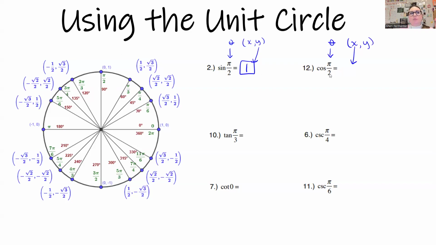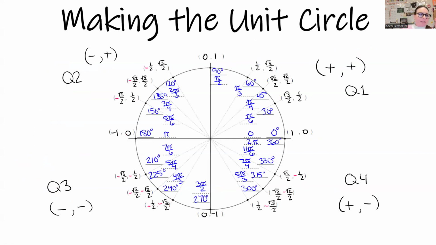What about the cosine of pi/2? 0. Well, we didn't do anything with tangent. I'm going to back up. So let's go back, and let me write these down. So we have x, y is the same thing as cosine of an angle and sine of an angle.